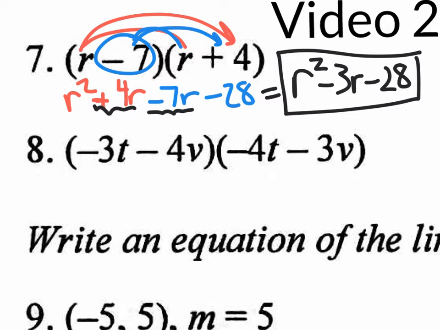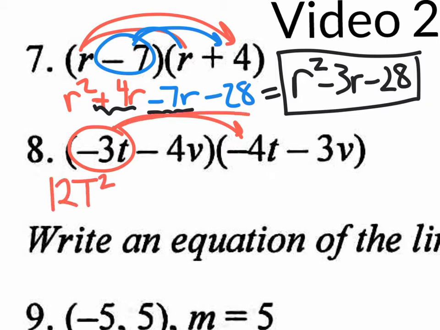Done. Number 8, let's distribute. Let's start with the first term, negative 3t. Negative 3t times negative 4t, we're going to get a positive 12t squared. Then negative 3t times negative 3v, well, a negative 3 times a negative 3 is a positive 9, and t times v is exactly that, tv.